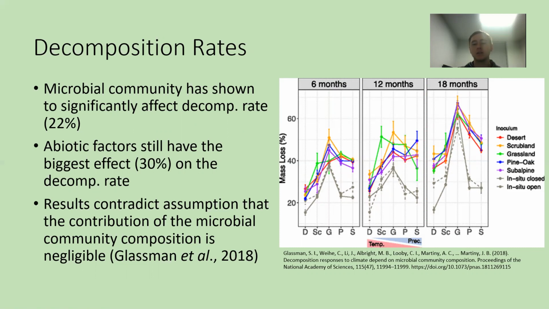So the abiotic factors are still the most influential when looking at decomposition, but this study contradicted the assumption that the microbial community composition is negligible. So it showed that there was some effect on decomposition. And this graph, I just want to show you, since the abiotic factors did have the biggest effect, they tested it in different soils found in desert, shrubland, grassland, pine oak, subalpine. So these different soils were exposed to different temperatures and pHs and elevation, and so they looked at that.